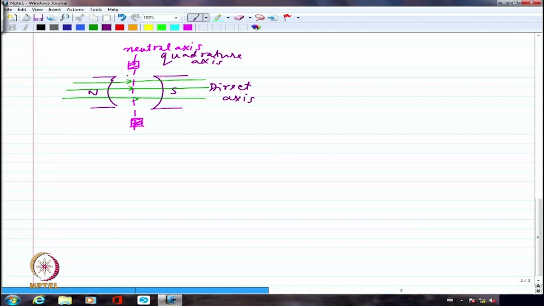Now initially maybe my conductors, what I have placed here, are just having induced EMF. I have not connected any load. Okay? And if I am assuming maybe the direction of rotation is anti-clockwise, this is omega, then I will have dots, verify this, and I'm going to have cross here. Fleming's right hand rule. So you will have dots here and cross here.